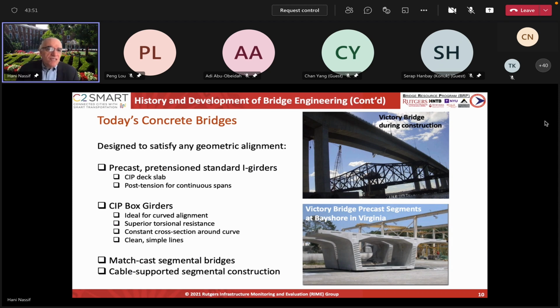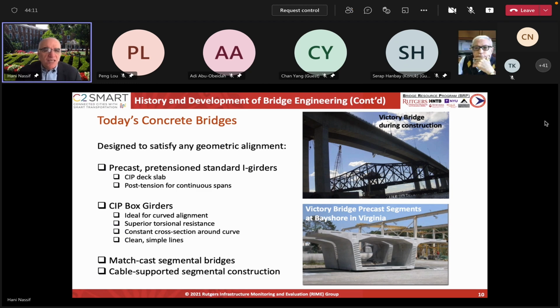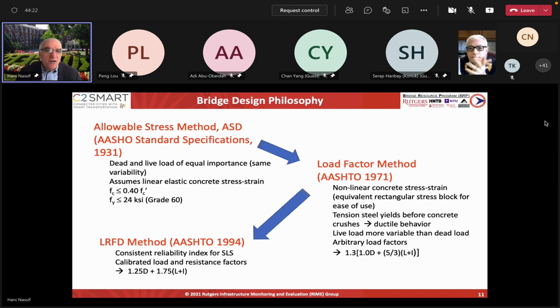Now, the second one is the cast-in-place box girder. This is a very popular type of construction in California. And they are long, sometimes they are short, about 300 feet. And those, they have their advantages. However, I think for the speed of construction, precast seems to be the way to go. So this is a background about the development of bridge engineering and the invention of precast concrete.